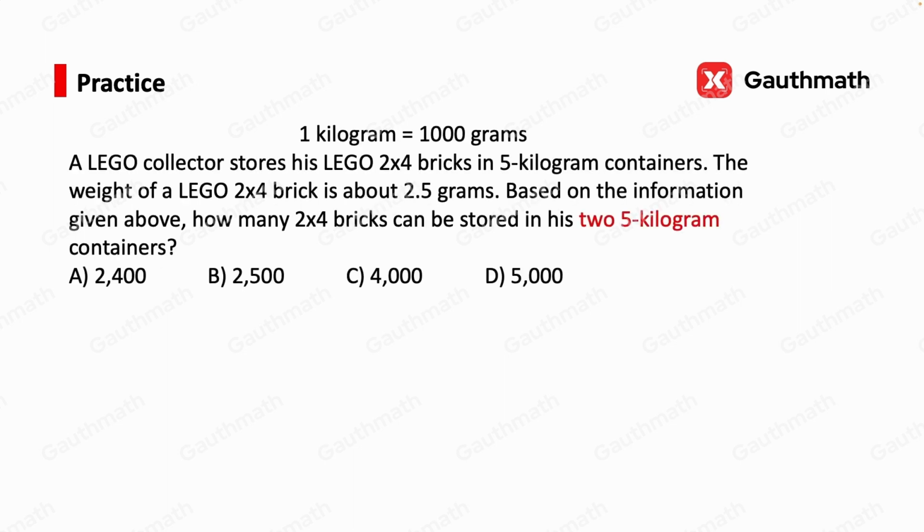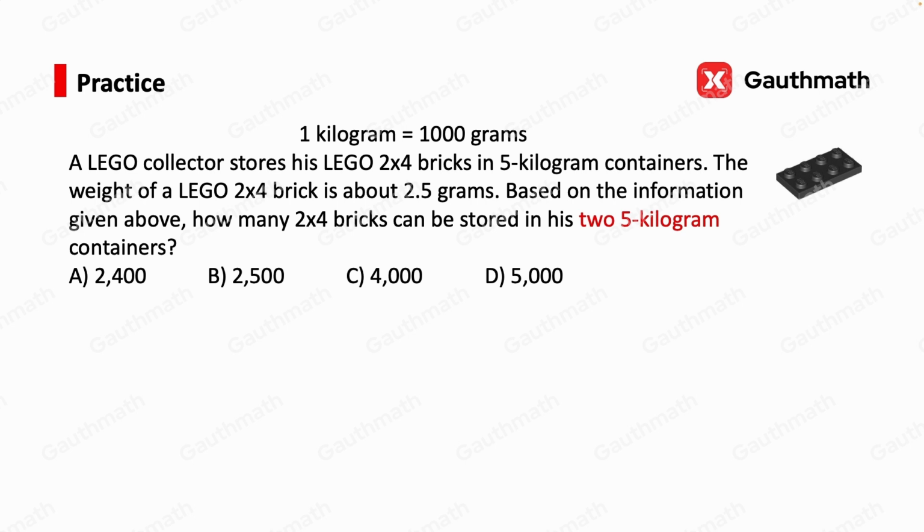A Lego collector stores his Lego 2x4 bricks in 5 kilogram containers. The weight of a Lego 2x4 brick is about 2.5 grams. Based on the information given, which is 1 kilogram is 1,000 grams, how many 2x4 bricks can be stored in his 2 5 kilogram containers?